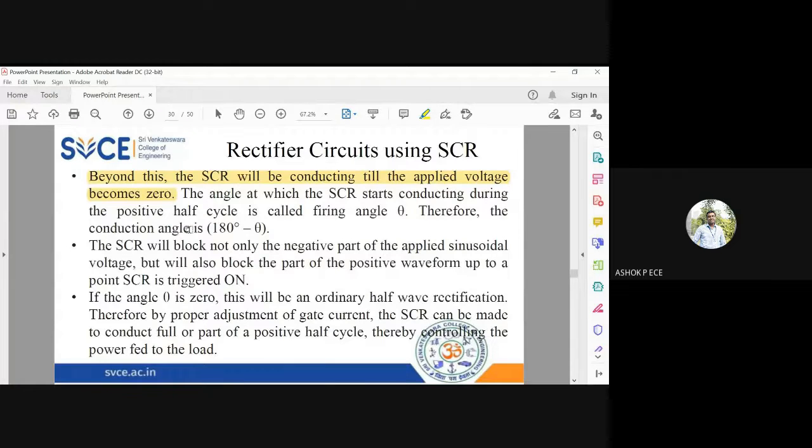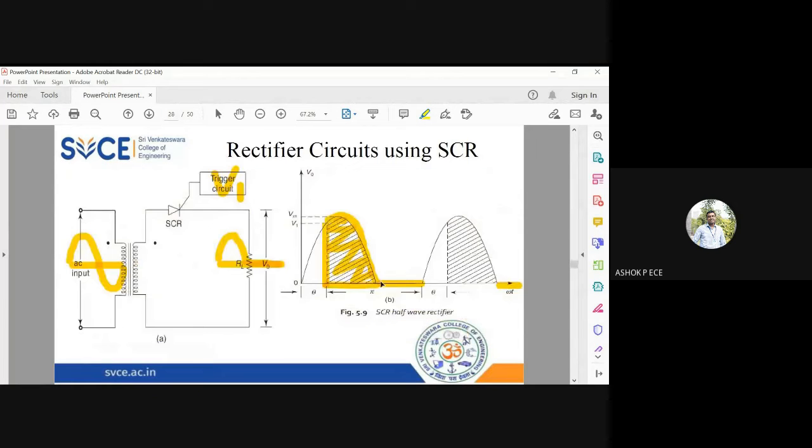The angle at which the SCR starts conducting is called the firing angle theta. Here you see in the diagram, after this voltage V1, only then is the SCR conducting, right? So the angle corresponding to V1 is called theta, and this theta is called the firing angle. The conducting angle is actually 180 minus theta. Firing angle is the angle at which the SCR starts conducting. The total conduction angle of the SCR is given by this.